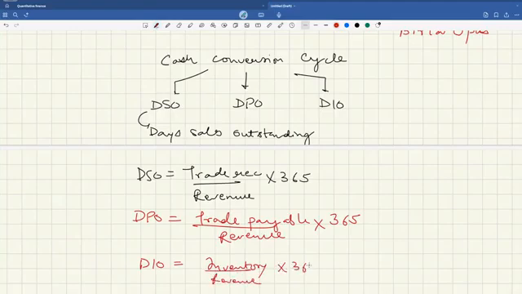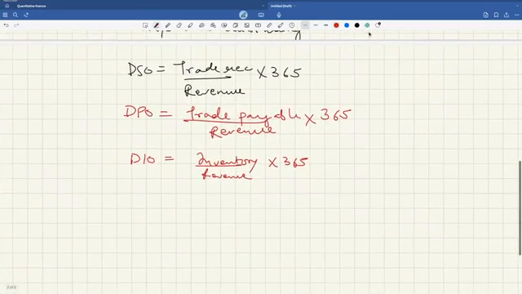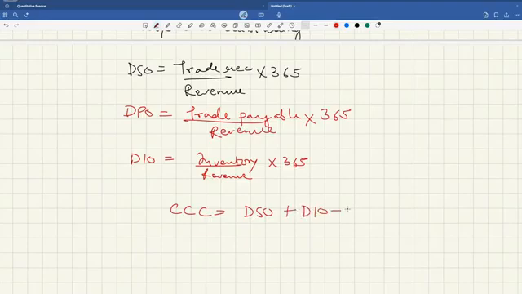So what is the cash conversion cycle now? CCC basically refers to DSO plus DIO minus DPO.